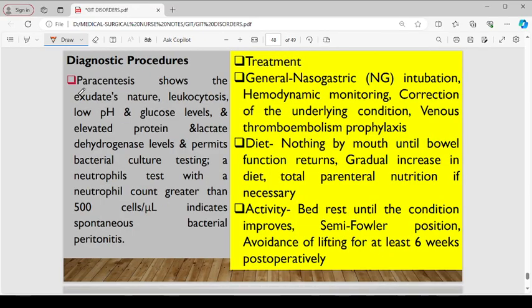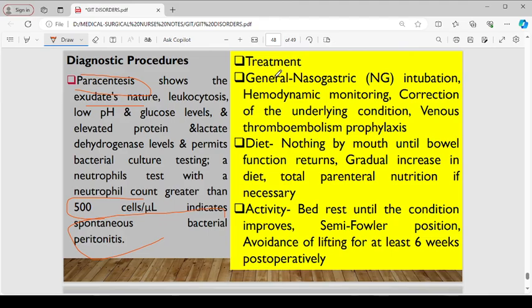In terms of diagnostic procedures, we could do paracentesis, which may show exudative nature, leukocytosis, low pH and glucose levels, and elevated protein and lactate dehydrogenase levels. And this will permit bacterial culture testing, where we do a neutrophil count. A count greater than 500 will indicate spontaneous bacterial peritonitis.